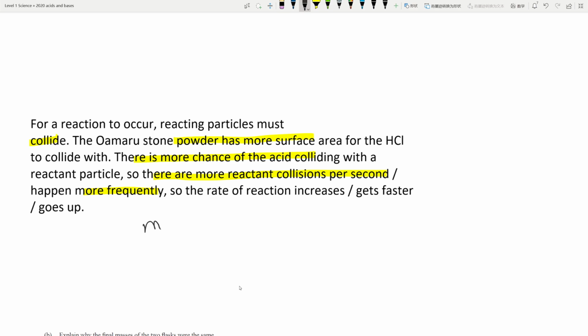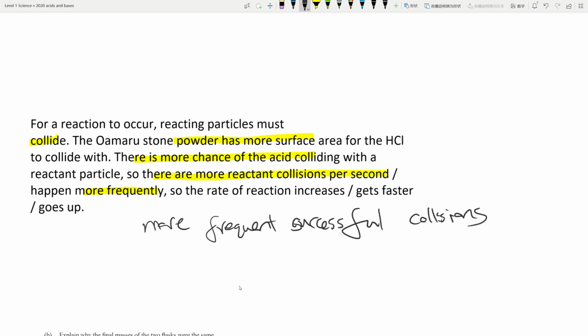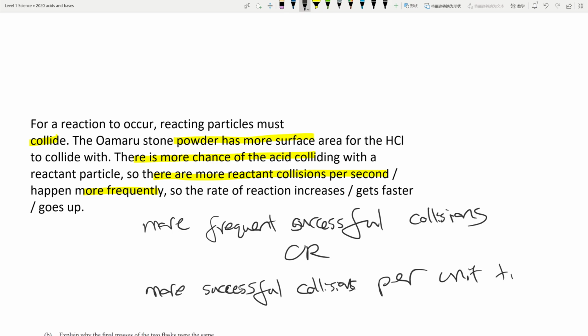You can say there are more frequent collisions, or successful collisions, or you can say more successful collisions per unit time, or per second. Okay, so frequency is the same thing as per unit time.